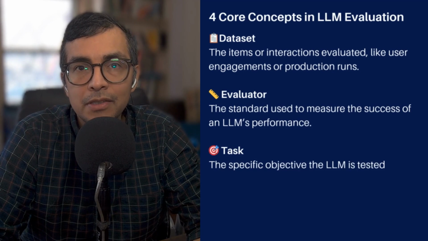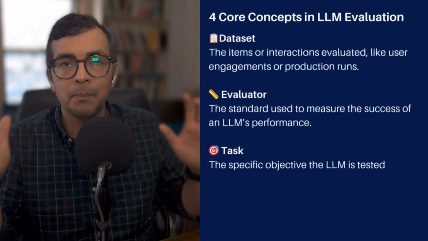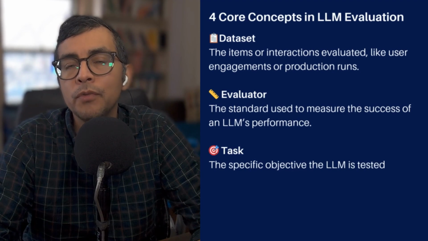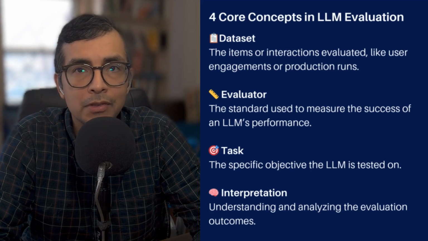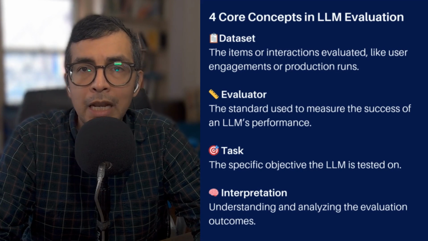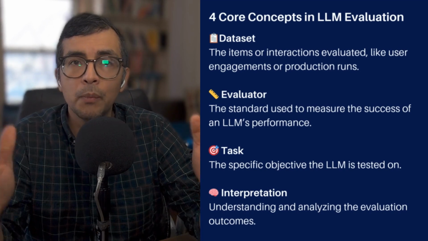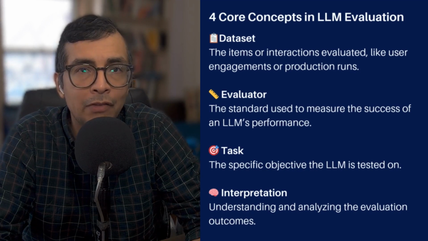Third is the task. This is the specific objective that we want to accomplish with the LLM. Think of this as the particular function or the job the LLM is expected to perform during the evaluation. And lastly, we have the results analysis. This last step involves bringing everything together to analyze the outcomes of our evaluation. Here we determine whether the LLM has performed as expected and evaluate the success of the test.